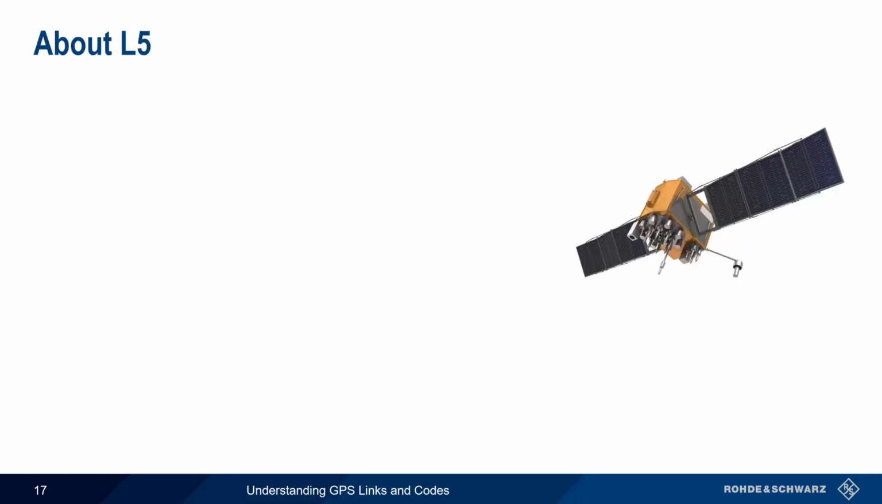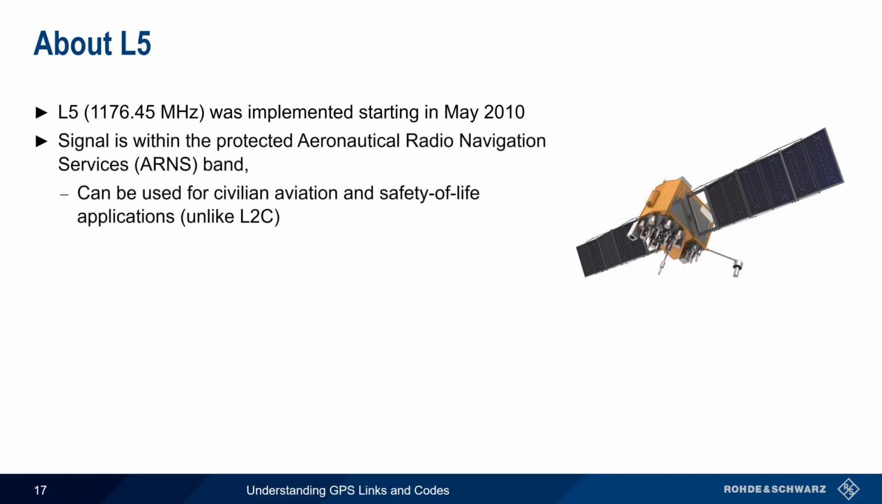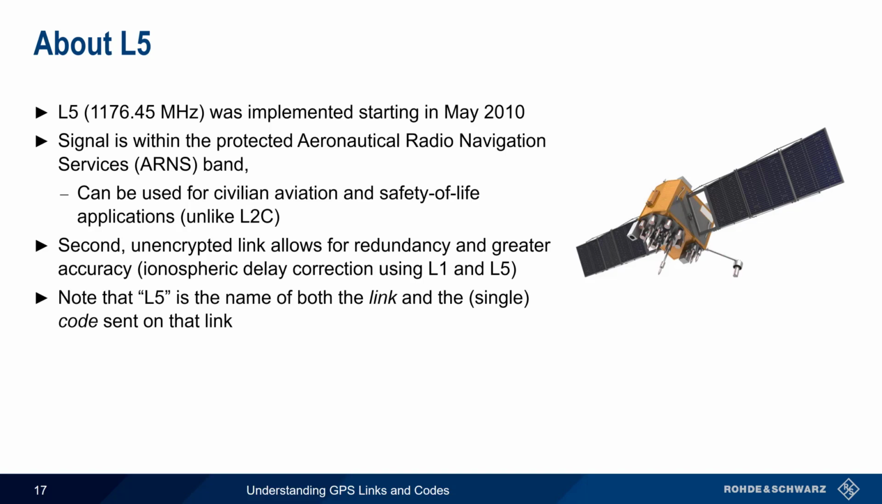The newest member of the GPS link family is L5, which was implemented starting in May 2010. Unlike L2C, L5 is within a protected band, and this means that L5 can be used for civilian aviation or safety of life applications. Having L5 as a second unencrypted link provides both redundancy and high accuracy through ionospheric delay correction. In fact, L1 and L5 are farther apart in frequency than L1 and L2, so L5 allows for more precise ionospheric correction. And lastly, note that L5 is both the name of the link as well as the name of the single code that's sent on this link.